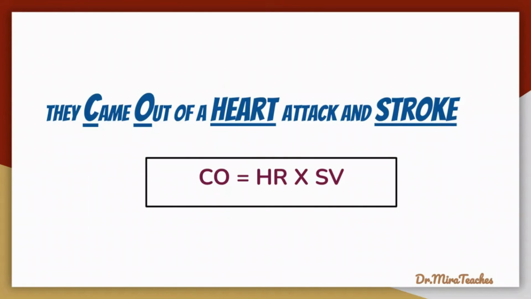Let's see how it relates to the mnemonic. So cardiac output, CO, is equal to heart rate times stroke volume. The first letters of the highlighted letters in "came" and "out" will give you the cardiac output, then "heart" for heart rate, then "stroke" for stroke volume. So they came out of a heart attack and stroke. So that's how you remember the cardiac output equation.